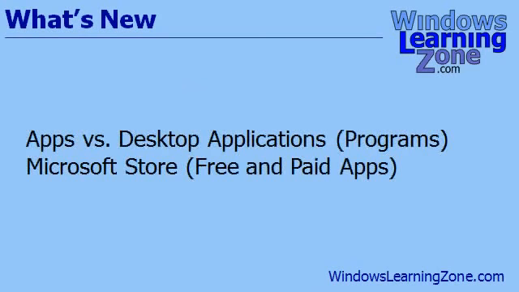One of the biggest changes in Windows 8 is the inclusion of apps. Now, apps are different from traditional Windows desktop applications, also called programs. You download apps from the Microsoft Store. There are both free and paid apps available. If you're familiar with Android phones or the iPhone, you'll know that Google has the Google Play Store, formerly called the Android Market, and Apple has its own store as well. And that's where you download different apps from.